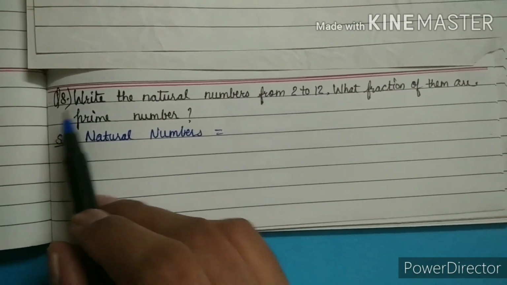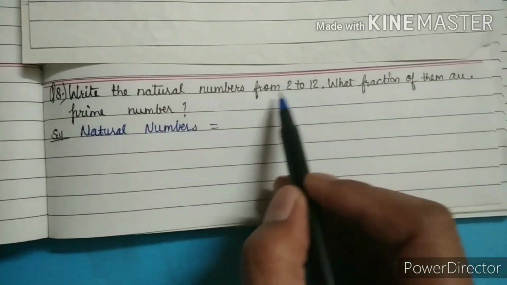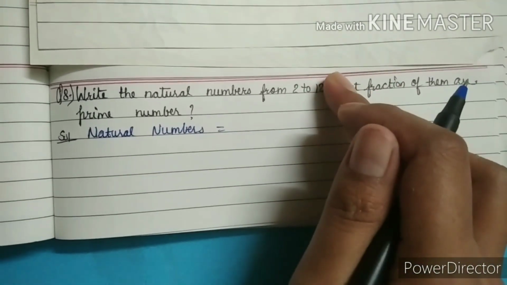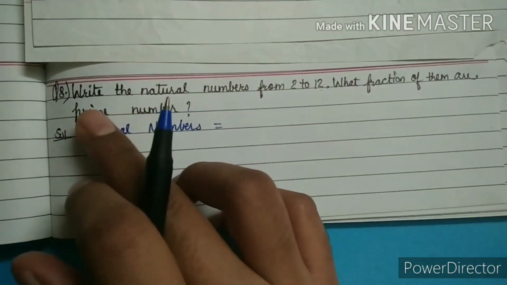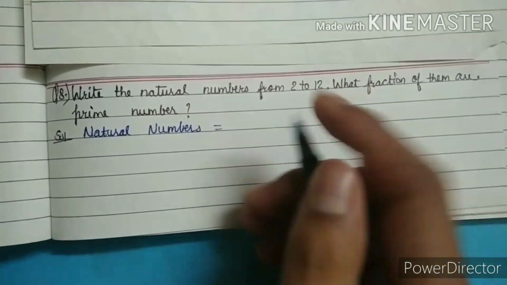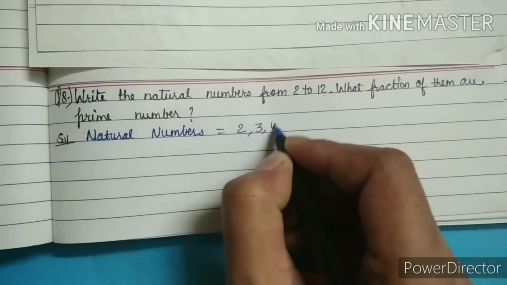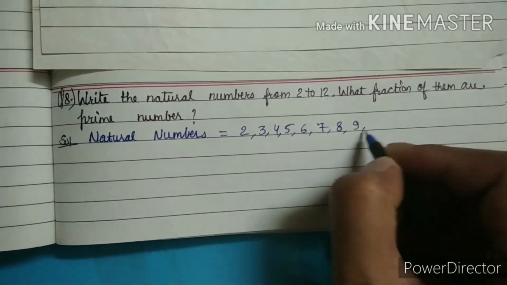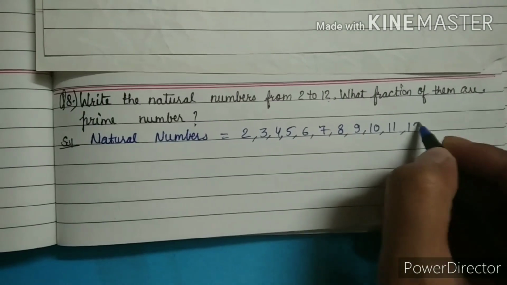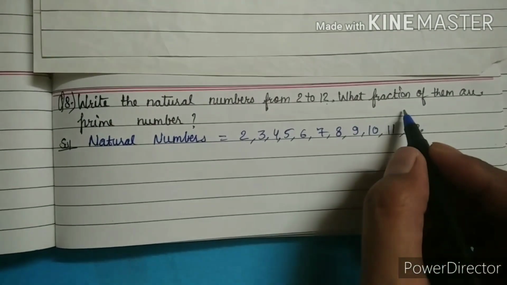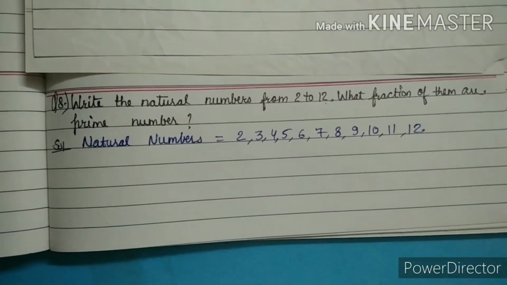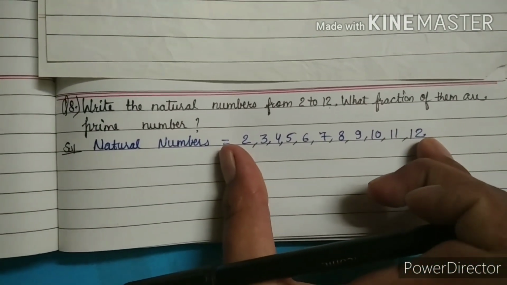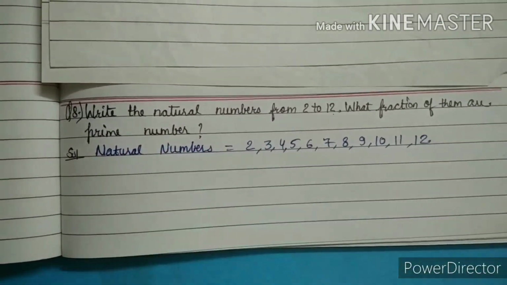Question number 8, write the natural numbers from 2 to 12. Okay, so firstly we will do this much. The question is asking to write the natural numbers from 2 to 12. So here they are: 2, 3, 4, 5, 6, 7, 8, 9, 10, 11, 12. Okay, what fraction of them are prime numbers? The question is asking, out of these numbers, what is the fraction of prime numbers.